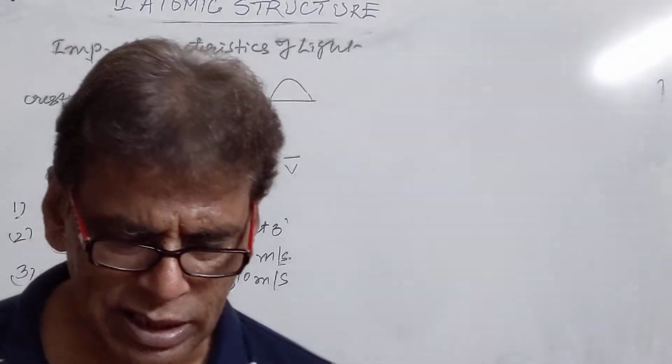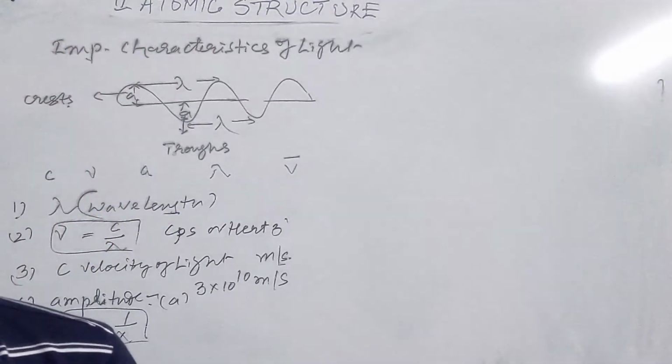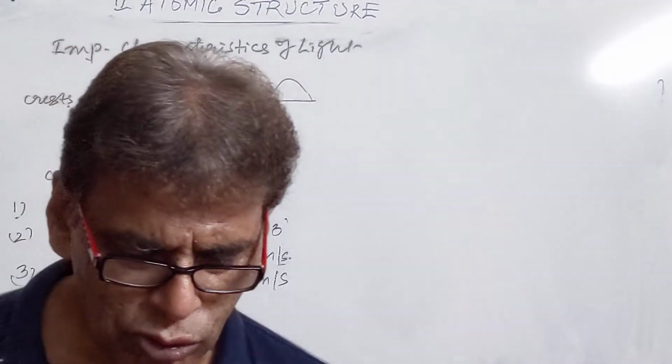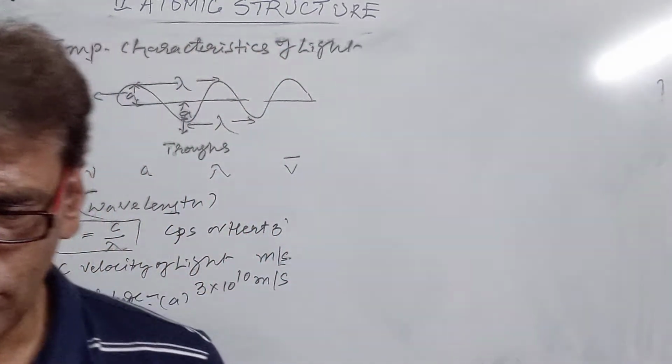Now we have what is electron volt. It is defined as the energy acquired by an electron when it is accelerated through a potential difference of 1 volt. That energy is called an electron volt.